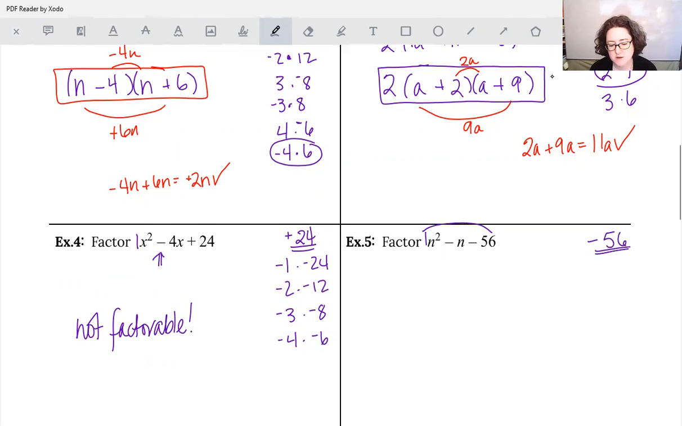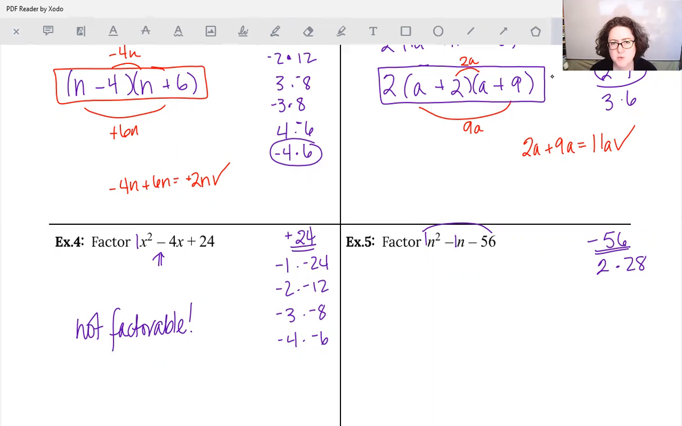And so factors that I could use with that, let's see here. Well, 56 is an even number, so I could do 2 times, well, what's half of 56? Half of 56 is 28. Doesn't matter what combination, if it's positive or negative, I don't have a difference of 1 to make that middle term, so I know I can eliminate that one.